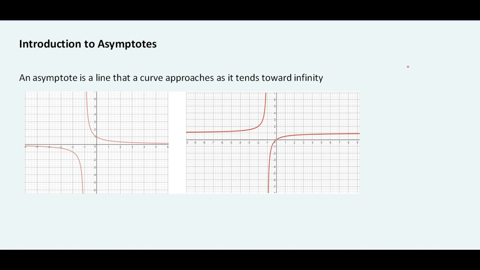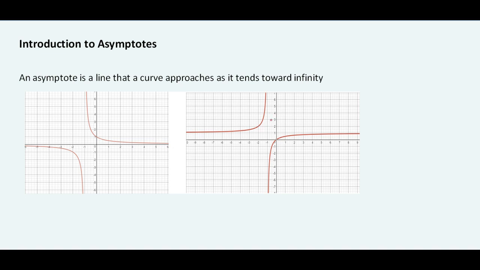So an asymptote is a line that a curve approaches as it tends towards infinity. In this graph right here, we can see that there are two asymptotes. You have a vertical asymptote, which is x equal to -1. If we draw a vertical line at -1, you will see that the graph will never touch that point as it tends towards infinity. And then you have the horizontal asymptote, which is the x-axis right here.